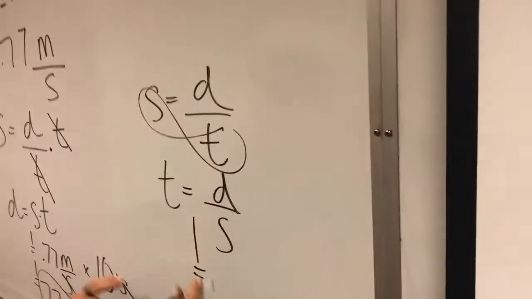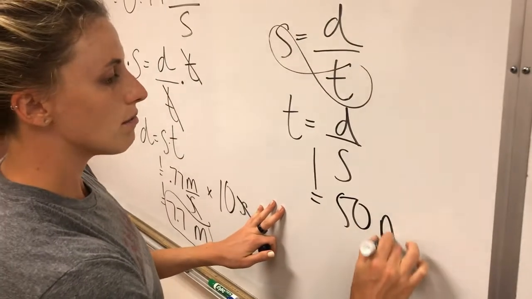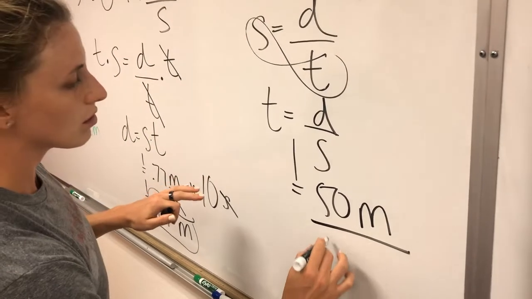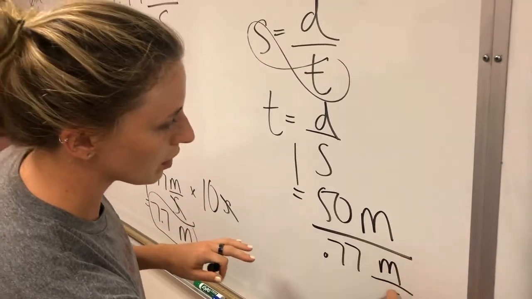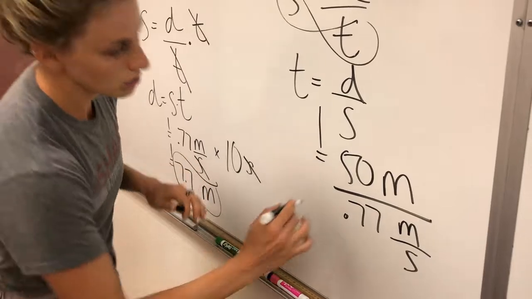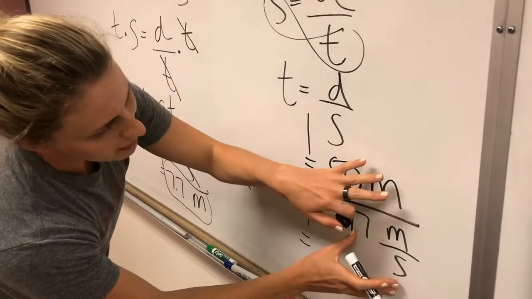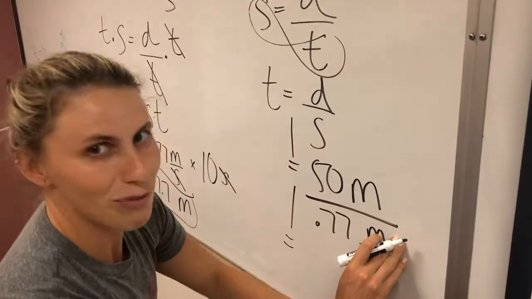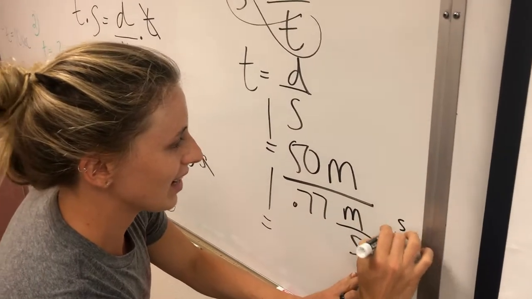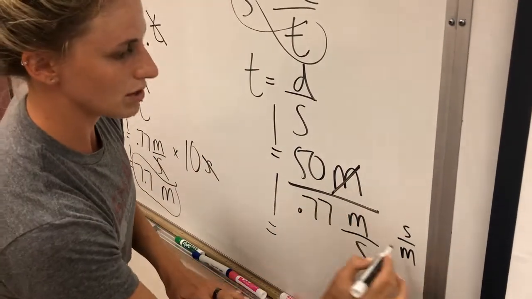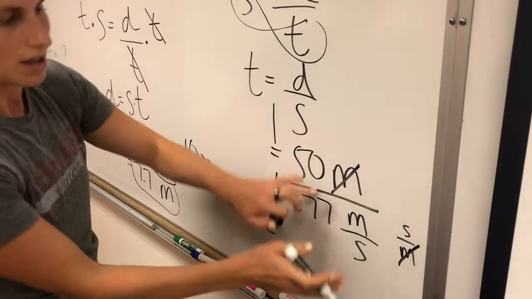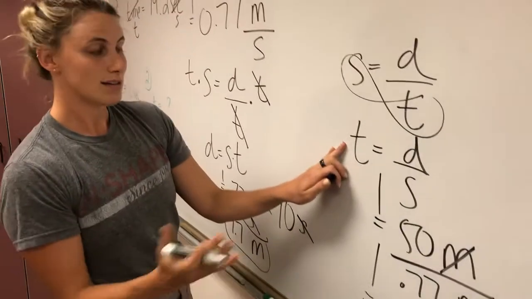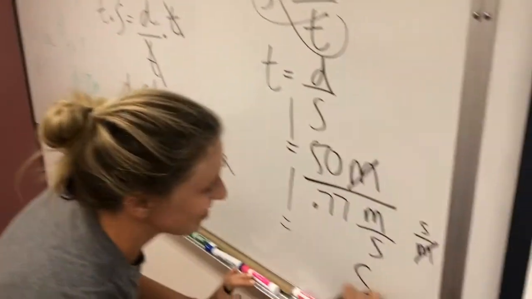So I'm going to put 50 meters on the top, and at the bottom, again, my speed was 0.77 meters per second. Now let's take a look at our units first. Because this is dividing, our units really look like this. They're really going to flip. So it's really going to be seconds over meters. In that case, our meters cancel because we're dividing. We multiply by the reciprocal, and you're left with seconds. Does that work for us? Time is seconds? Yeah. Okay, so seconds here.